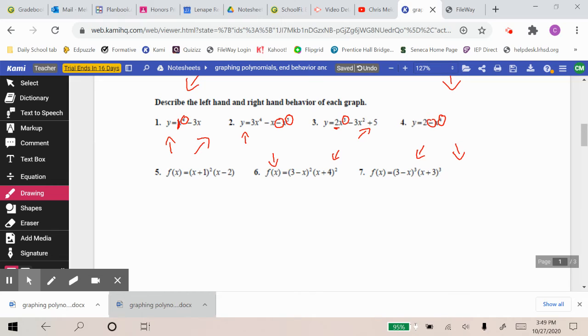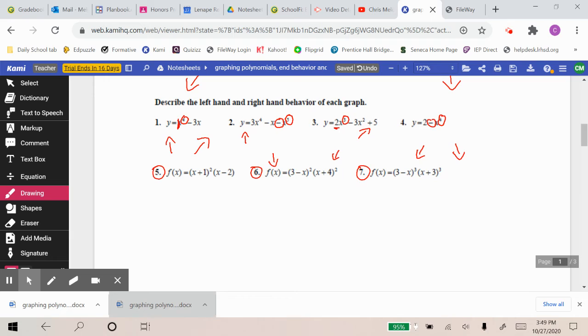All right, that would probably take you like 5 seconds to do each of these. Now, 5, 6, and 7 take a little bit longer, not that much. But 5, 6, and 7, these polynomials are factored out. So no, we don't have to FOIL all these out. That would take forever. Now, all we have to figure out is what is the leading coefficient and what is the degree.